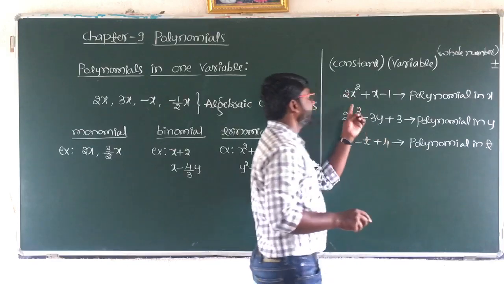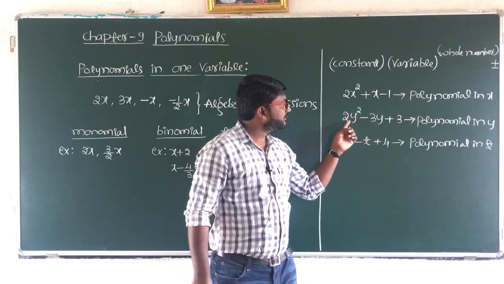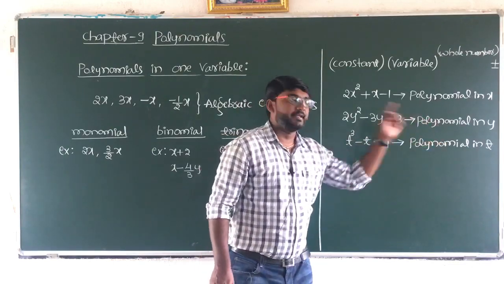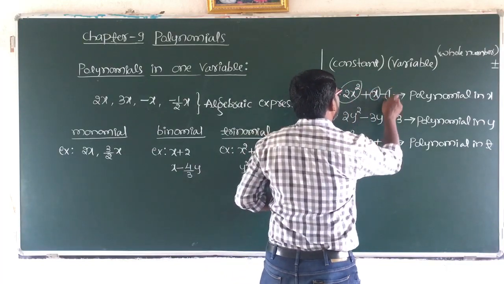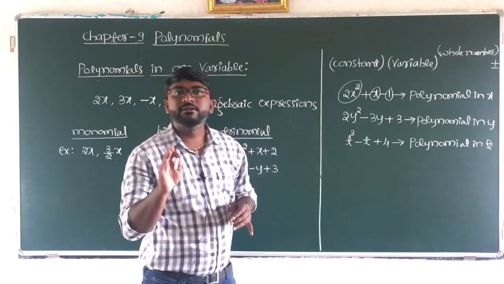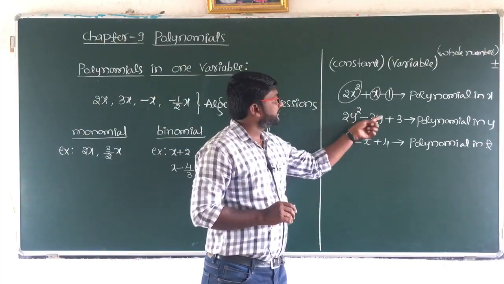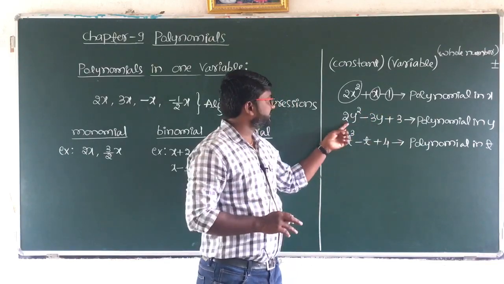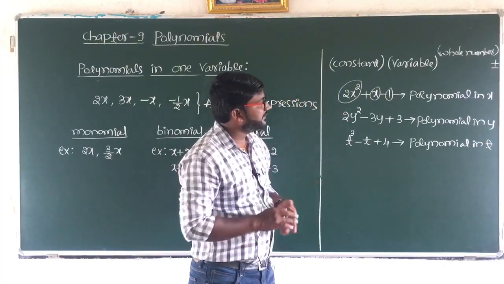In the first example, the variable of the polynomial is x. In the second example, the variable is y. In the third example, the variable is t. Here 2x square, x and 1 are called the terms of this polynomial. Here 2y square, 3y and 3, these three are called terms: the first term, second term, third term. So this is all about polynomials in one variable.